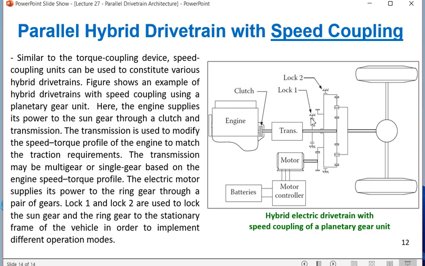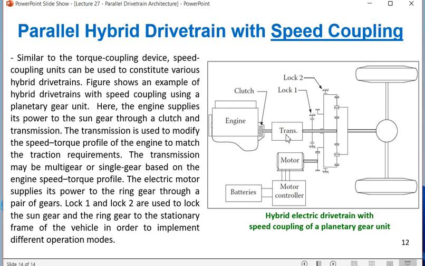Here the engine supplies its power to the sun gear through a clutch and different transmission. So here is a clutch and here is a transmission system through which engine power goes to the gear system. Transmission is used to modify the speed torque profile of the engine to match the traction requirement. So this transmission is kind of a control. Actually this transmission is used to modify the speed torque profile of the engine to match the traction requirement.